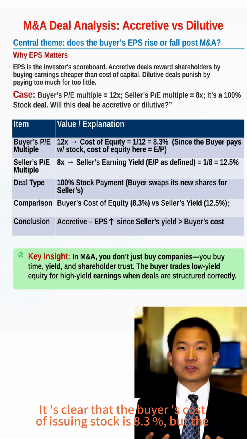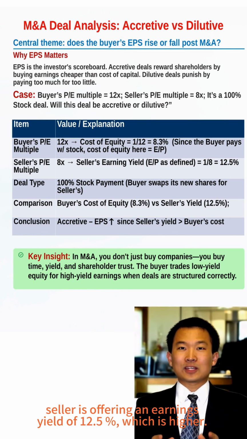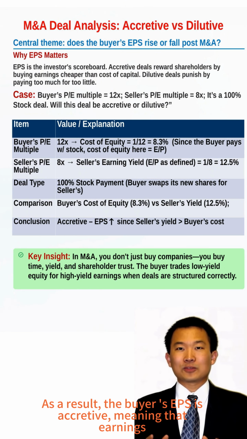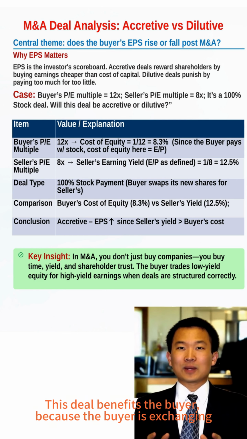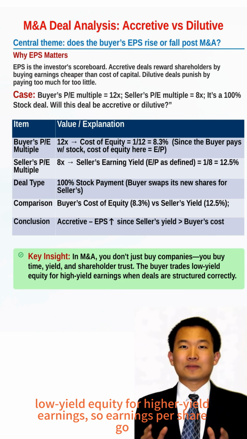It's clear that the buyer's cost of issuing stock is 8.3%, but the seller is offering an earnings yield of 12.5%, which is higher. As a result, the buyer's EPS is accretive, meaning that earnings will increase after the merger. This deal benefits the buyer because the buyer is exchanging low-yield equity for higher-yield earnings, so earnings per share go up.